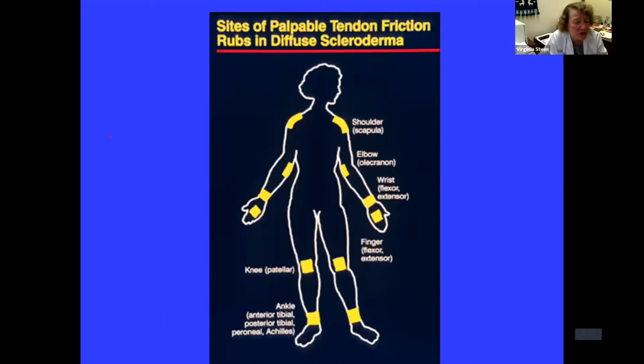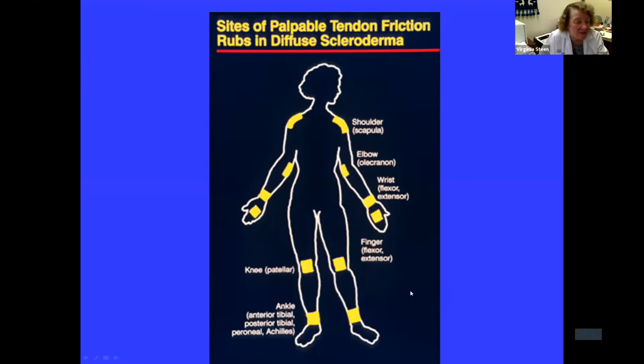So tendon friction rubs are palpable tendon rubbing friction rubs. They feel just like you would expect a rub to feel in a lung or anywhere else. They're most commonly in the palms and the wrists, the elbows, the knees, and all around the ankle. They really do cause a lot of discomfort for the patients and lead to a lot of the disability as far as the development of contractures.